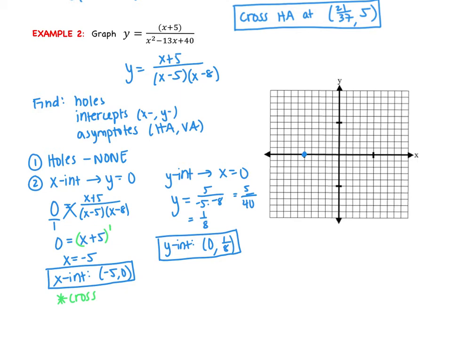This one, we do not need to be concerned about bouncing or crossing. 0, 1/8 is like right here, let's say. Okay, questions so far?